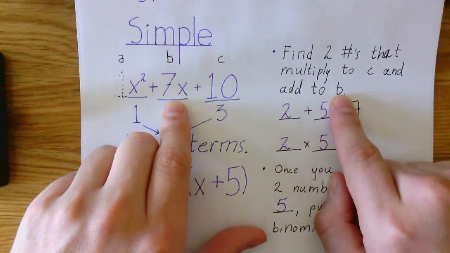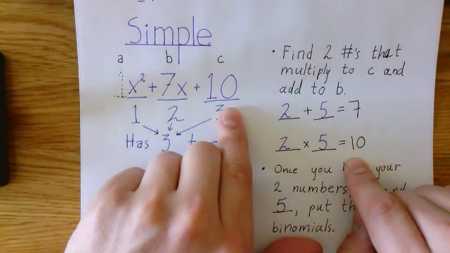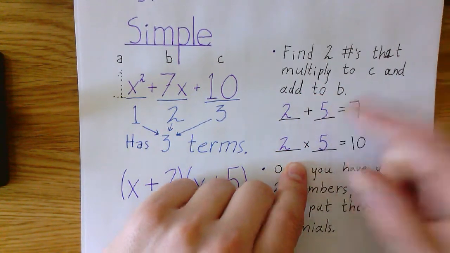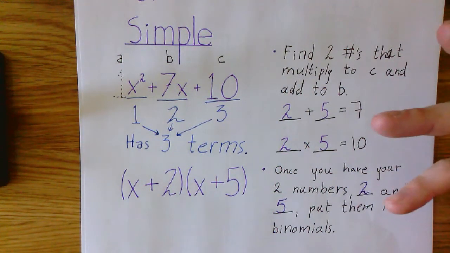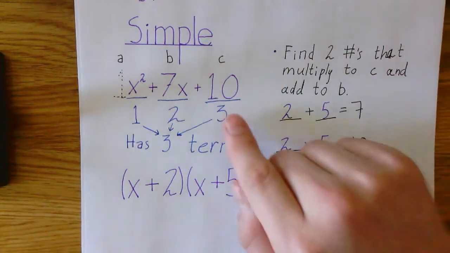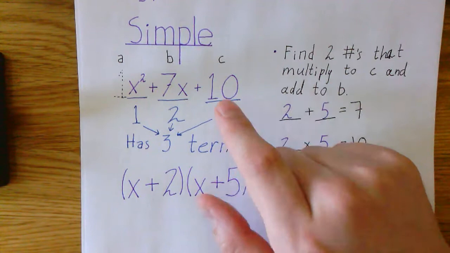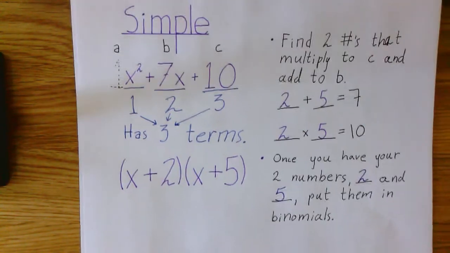Check mark, they do that part. 2 times 5 is 10. That's C. So they multiply to C, and they add up to give me B. So 2 and 5 are my 2 numbers. Ta-da, we found the 2 numbers. That's the toughest part, figuring out that combination. I recommend factor 10 first and find a pair of factors from 10 that'll add up to 7. That's probably your easiest business there.